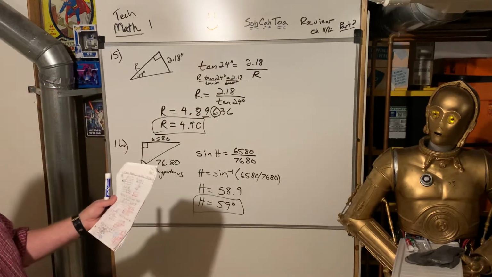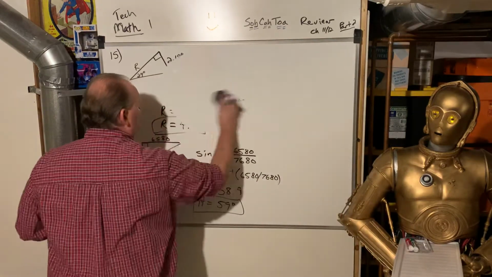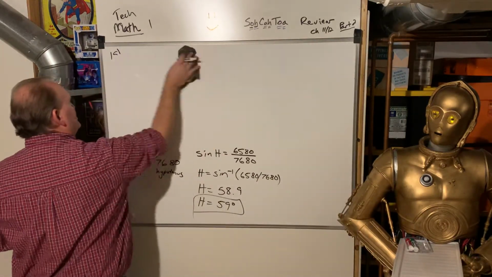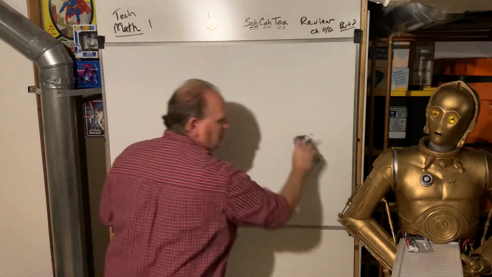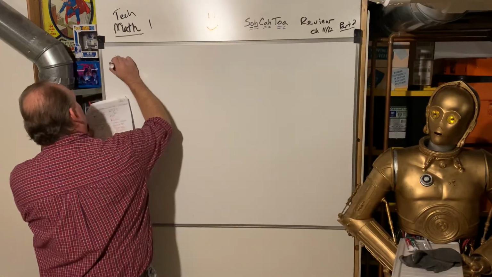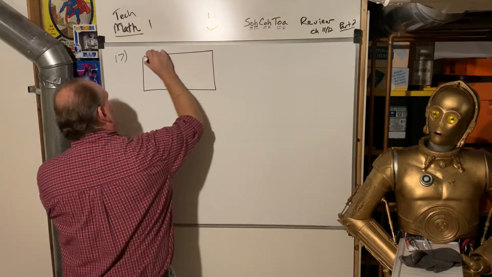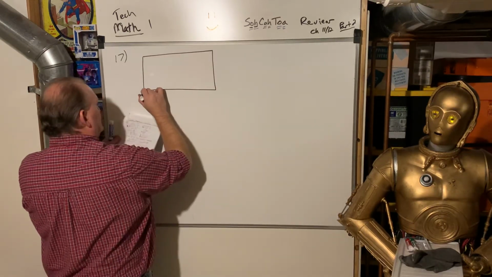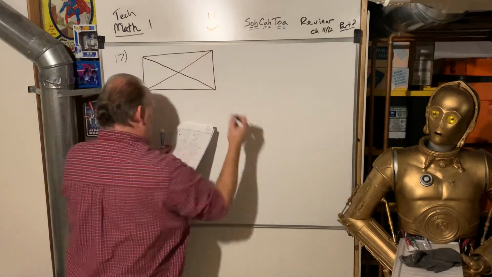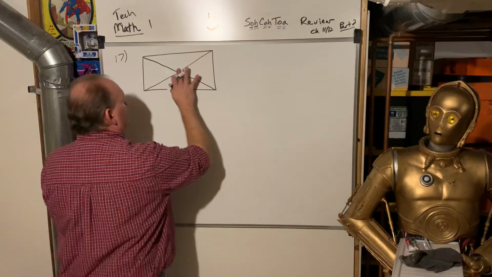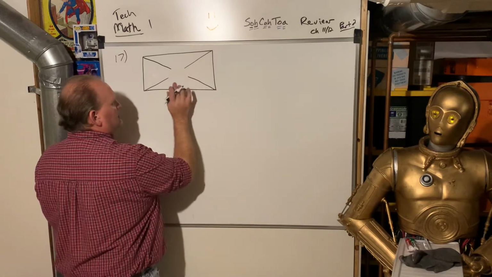All right. 17, I'm going to have to erase the whole board because that is a tough one. They want you to find the shaded area of a kind of weird picture. So they give you this rectangle. But inside the rectangle, you've got these crossing triangles, and it doesn't even go to there though, does it? It doesn't quite connect like that.